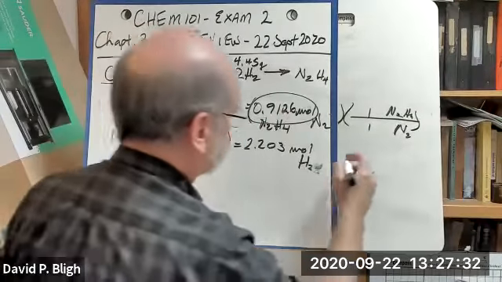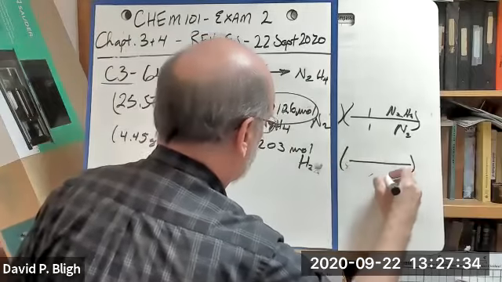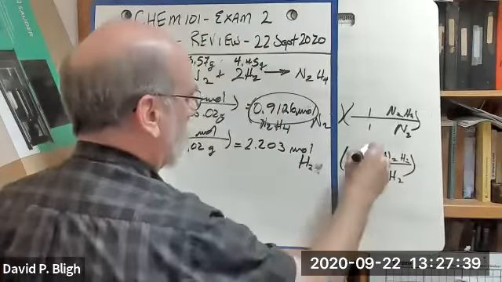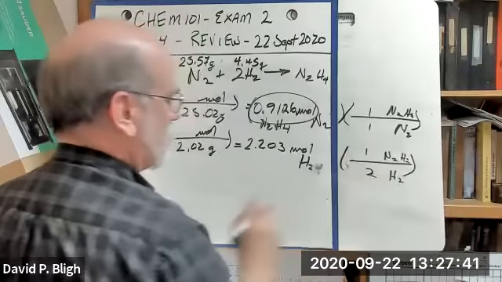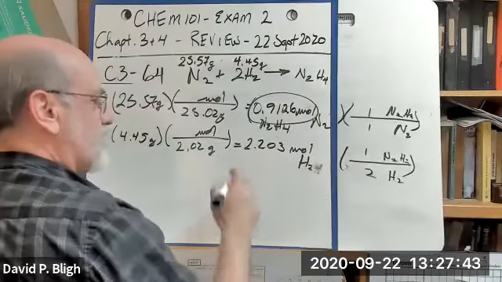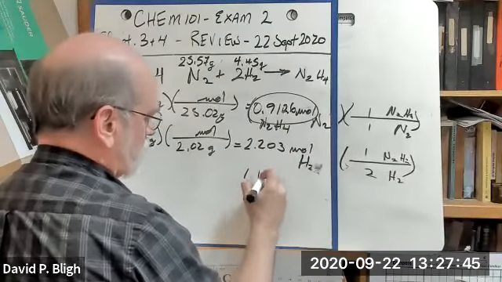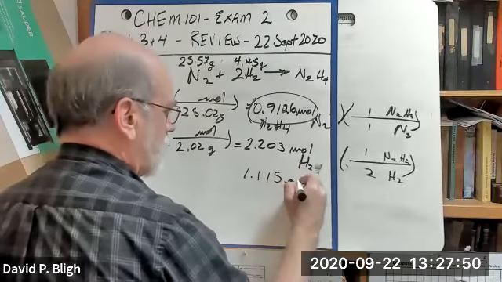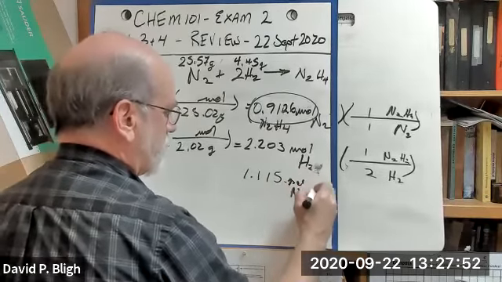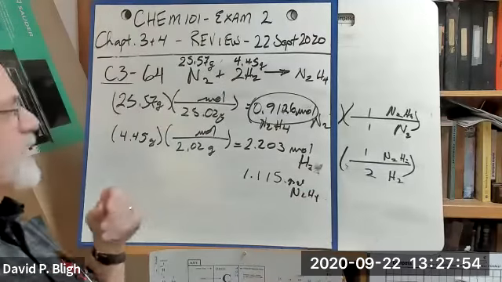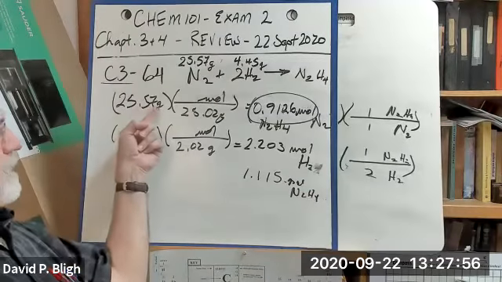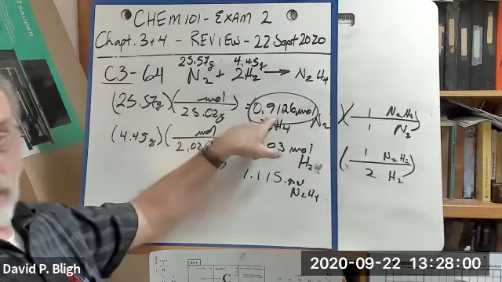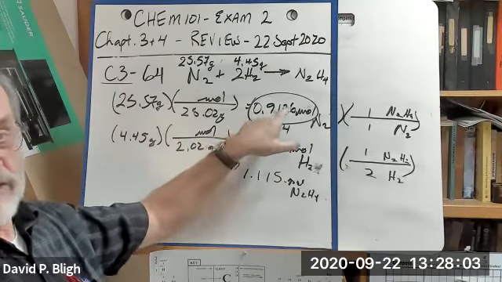How about hydrogen? Well, one of these and two of those. So hydrazine is half of this one, 1.115 moles of hydrazine. All right, so which one's limiting? Nitrogen is limiting. That means we only end up with 0.9126 moles of hydrazine.